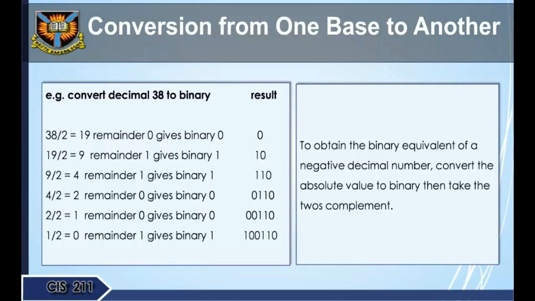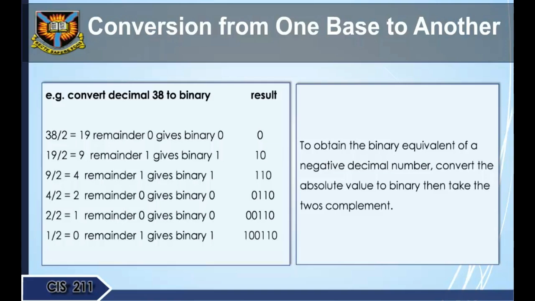38/2 is equal to 19 remainder 0 gives binary 0, 0. 19/2 is equal to 9 remainder 1 gives binary 1, 10. 9/2 is equal to 4 remainder 1 gives binary 1, 110. 4/2 is equal to 2 remainder 0 gives binary 0, 0110. 2/2 is equal to 1 remainder 0 gives binary 0, 00110. 1/2 is equal to 0 remainder 1 gives binary 1, 100110.